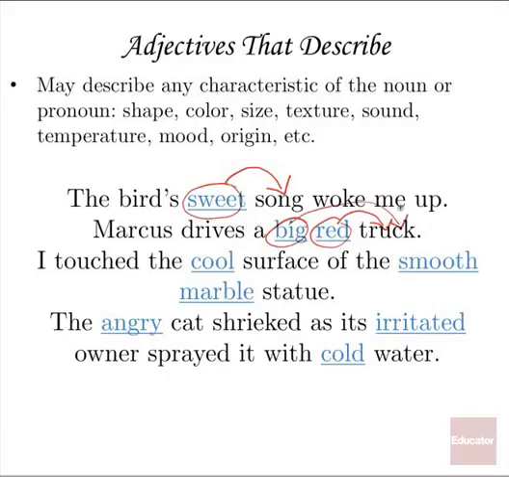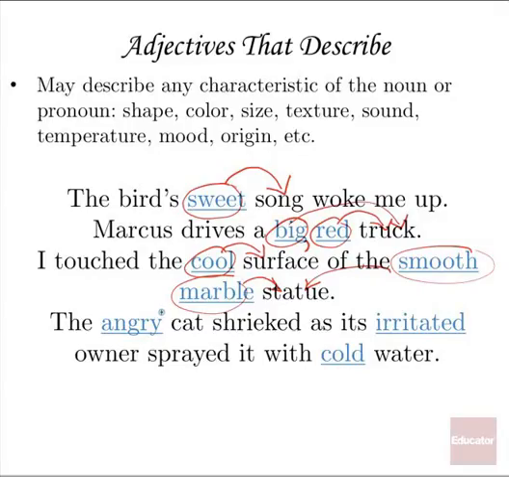Both big and red describe truck. And you notice that we can stack adjectives up in English. Sometimes they're separated by a comma, not always, but you can stack up several adjectives in front of a noun and they will all modify whatever noun comes right after them. All right, I touched the cool surface, describing the temperature of the surface, of the smooth marble statue. Smooth and marble both describe statue. Smooth describes the texture, and marble describes its composition, what it's made of.